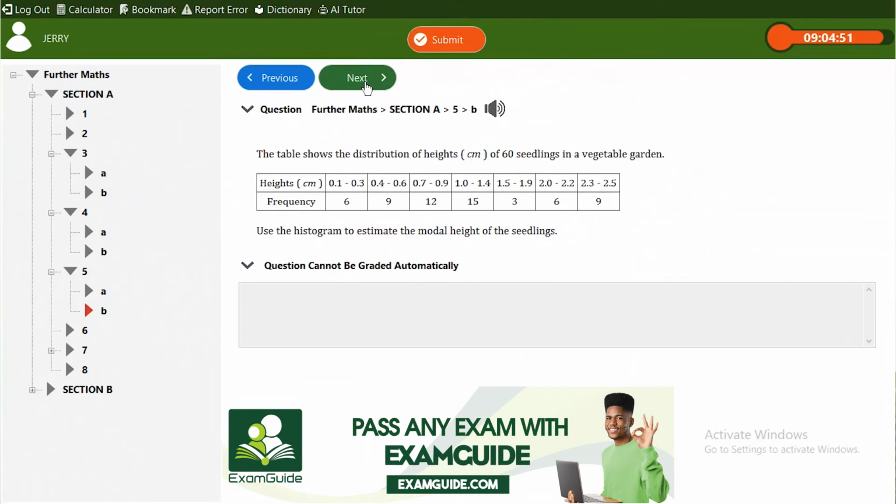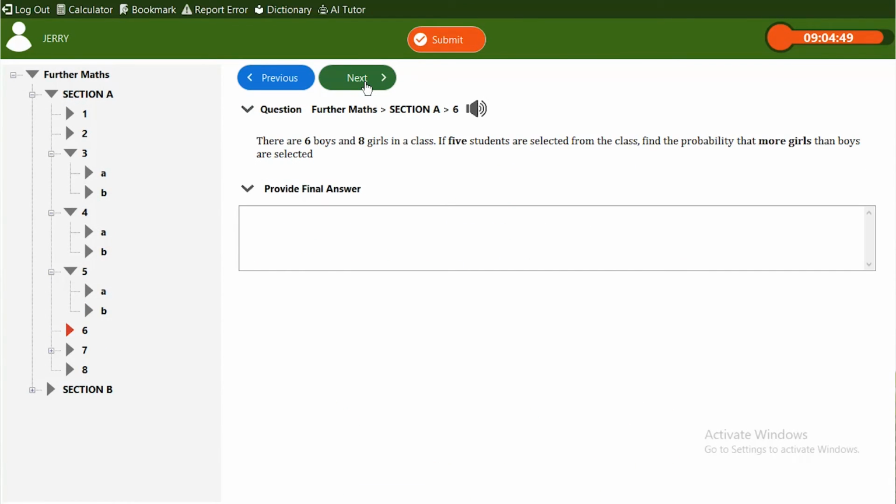Now we're going over to question number 6. Here it said that there are 6 boys and 8 girls in a class. If 5 students are selected from the class, find the probability that more girls than boys are selected. Before we proceed, let's clean our histogram.